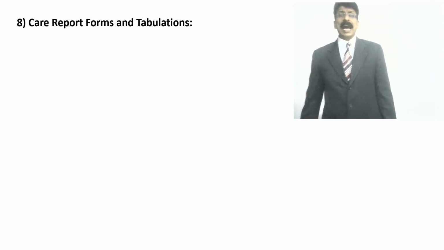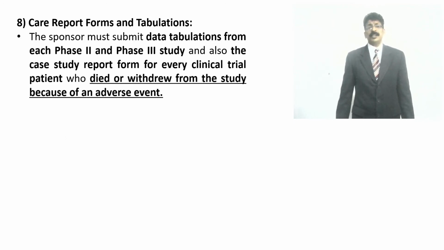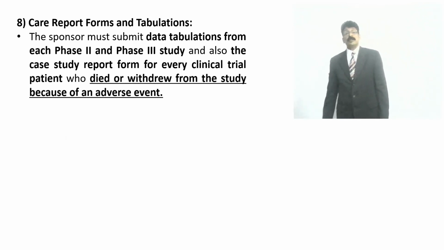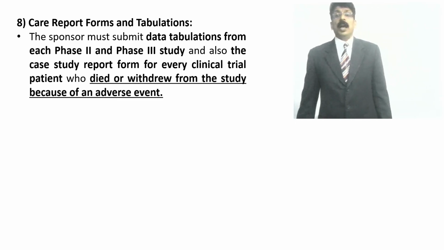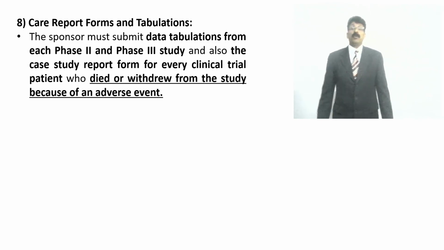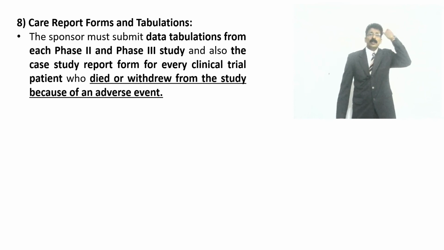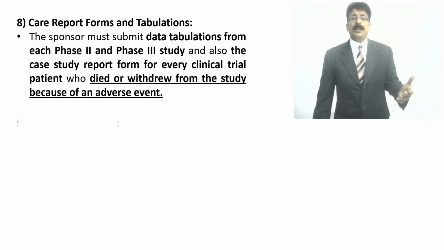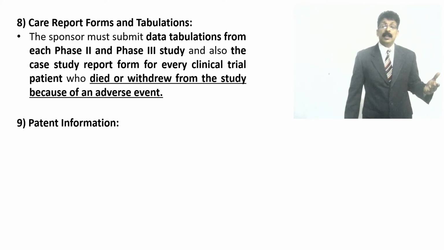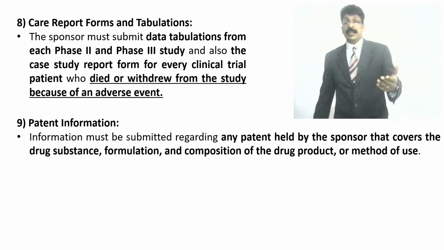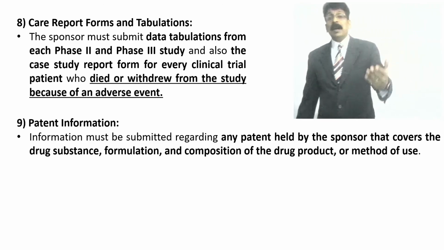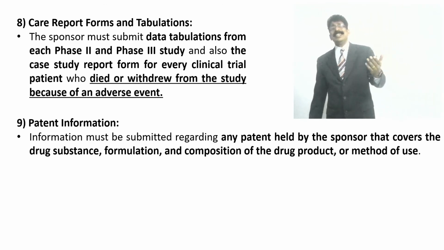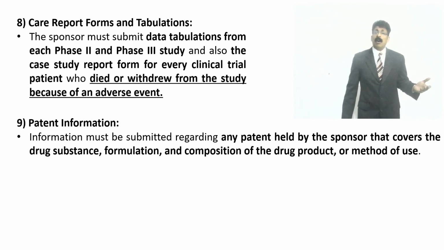An 8th one, case report forms and tabulation. The sponsor must submit data tabulation from each phase, phase 2, phase 3 study, and also the case report form from every clinical trial patient who died or withdrew from the study because of an adverse event or adverse effect. The report should be written clearly. Patent information must be submitted regarding any patent held by the sponsor that covers the drug substance, formulation and composition of the drug product or method of use.